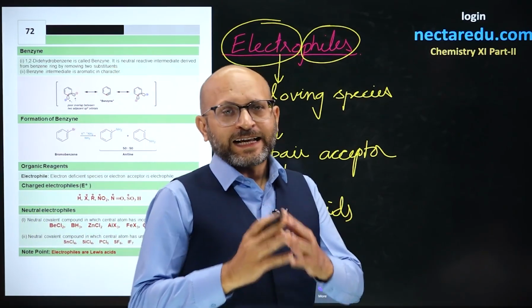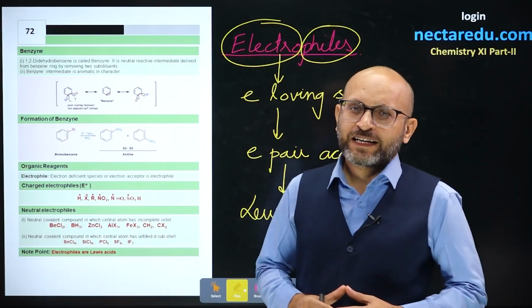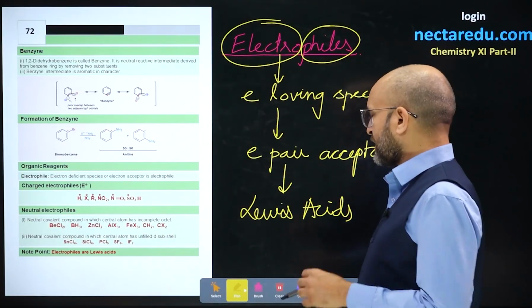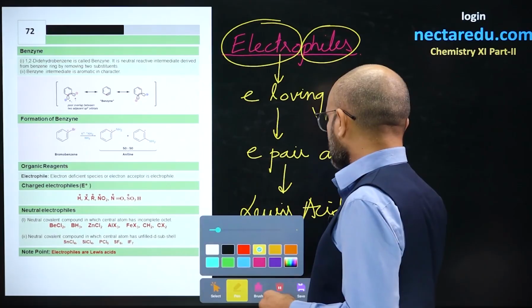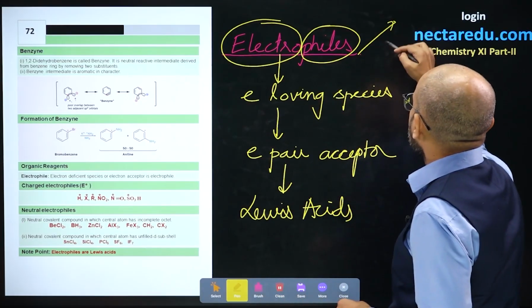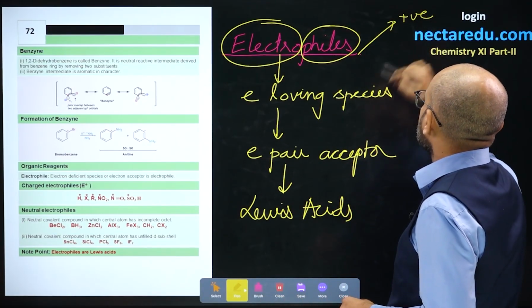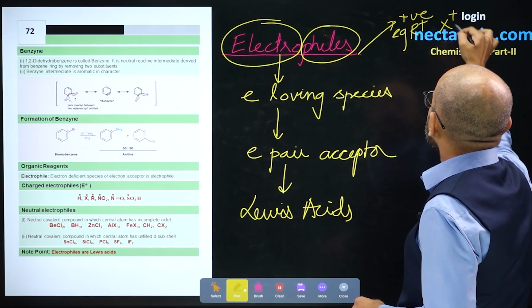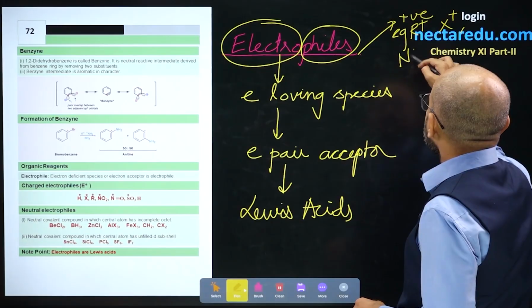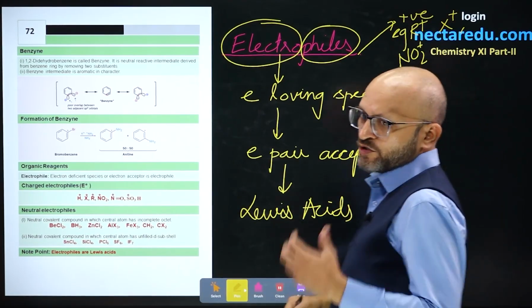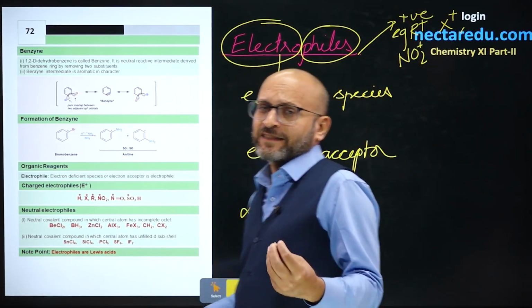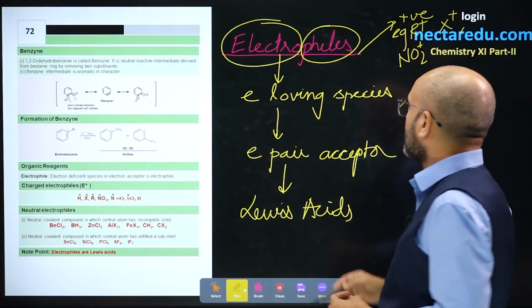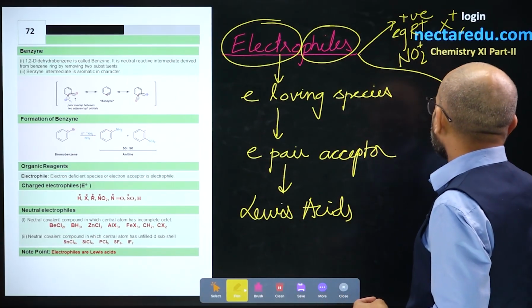So what are the categories where we can say these are electrophiles? Electrophiles in general are positively charged. So electrophiles are positively charged species. Example, R plus, X plus, NO2 plus. These are electrophiles because positive means electron deficiency and these are electron pair acceptor species. So these are electrophiles where positive charge is there.